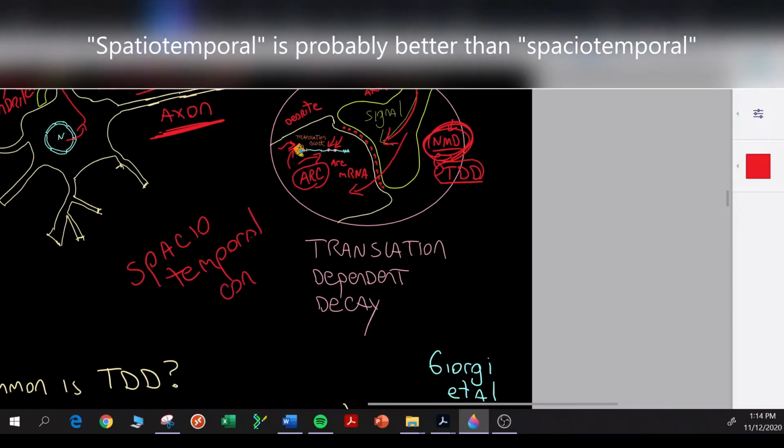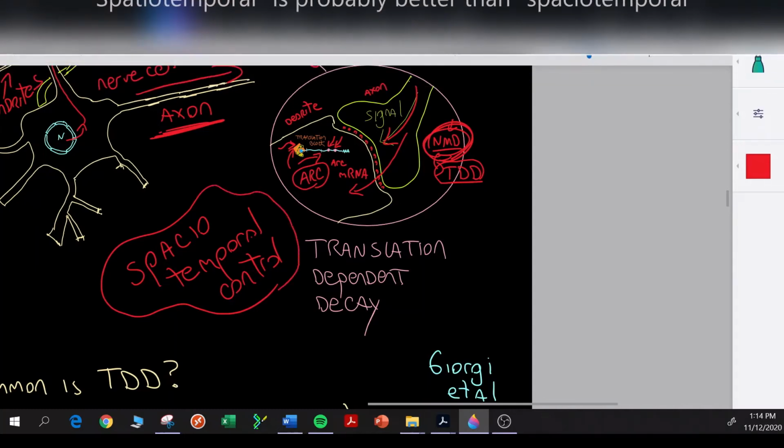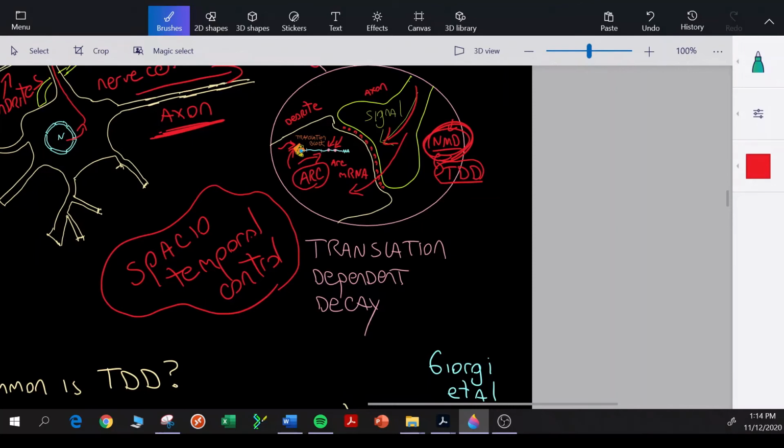So essentially, I want to add one more fancy term in here. Spatiotemporal control. So nonsense mediated decay can be used by cells to control translation of messenger RNAs in a spatiotemporal fashion. So in space and time. And how does that relate to what we just went over? Space. So where is the messenger RNA going to be translated? Well, it's only going to be translated in the dendrites, right?